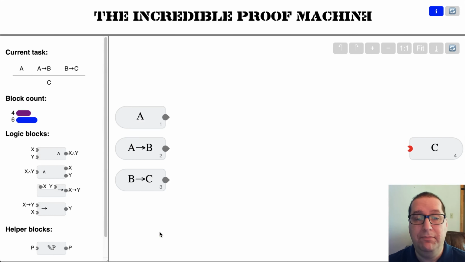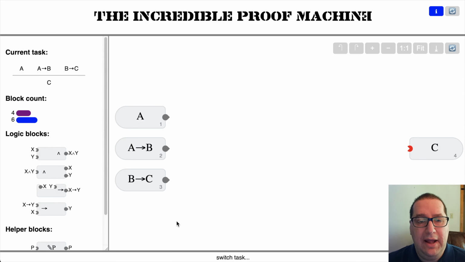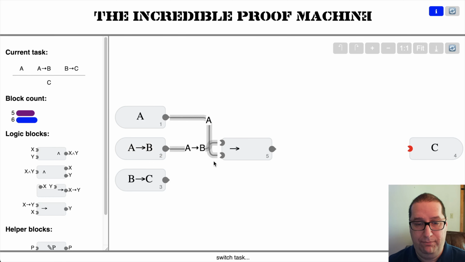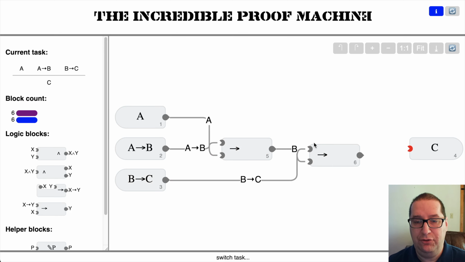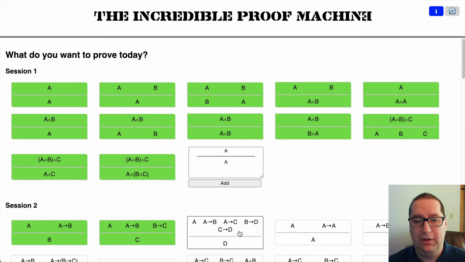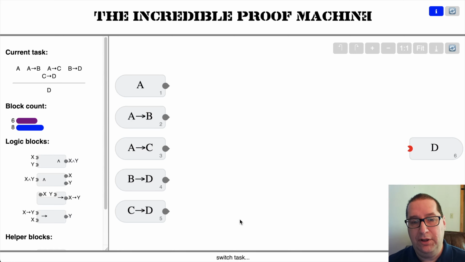Let's go on. Now we've got A, and A implies B, and B implies C. So we're going to have to chain, I think, some implication elimination rules. That should be our B. B implies C goes there. We've proven C. Great. They're really committed to this bit.